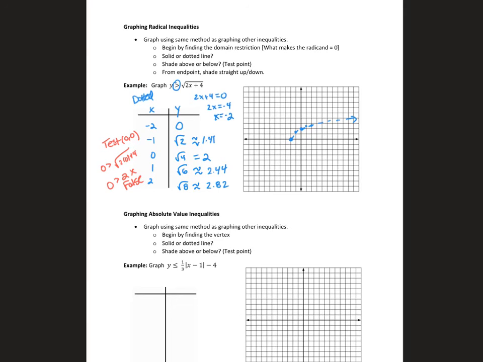So I know I'm going to be shading directly above this radical inequality. And remember, it's going to be directly straight up from this endpoint at (-2, 0), and then it's everything above it. And that would be my solution set, which is a region of solutions to this radical inequality.